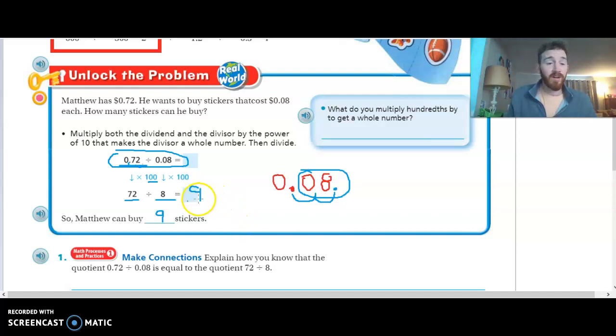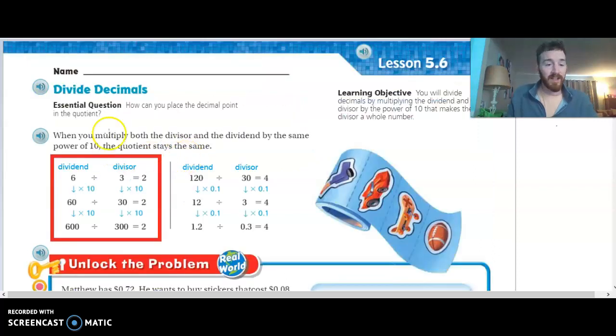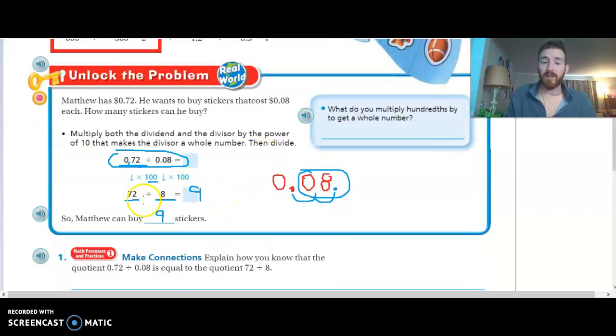Now again, we start off with something that looks kind of tough, 72 hundredths divided by 8 hundredths, but then we use this idea that if we multiply both by the same power of 10, the answer works out the same. So really it all works out the same, we just make it a little easier for us to understand and look at by turning it into this basic fact that we know, 72 divided by 8.